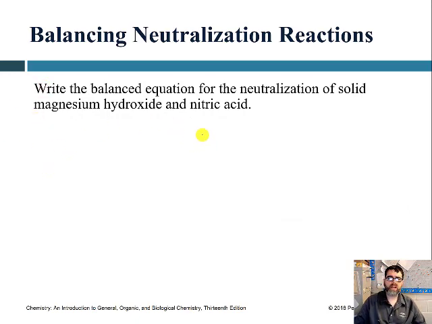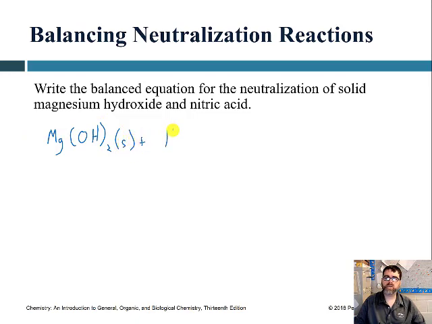So here we have a balanced equation for the neutralization of solid magnesium hydroxide and nitric acid. I suppose since this is solid, that's why they mentioned hydroxides instead of bases. Technically, it's a base when it dissolves. Anyway, we have magnesium hydroxide, that's Mg(OH)2. Hydroxide has a 1 minus charge, magnesium has a 2 plus charge, solid.